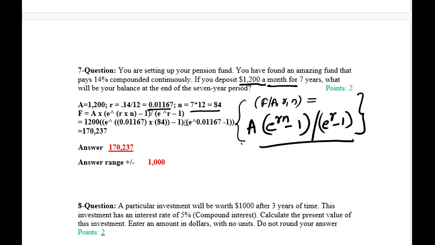So your r here is 14 percent. In terms of decimal, it will be 0.14, and for 12 months it will be 0.14 divided by 12, which is 0.01167. The n value for 7 years will be 7 times 12 months, that is 84, and your A value, the periodic deposit, is $12,000. If you substitute these values into the equation, you'll get 170237.